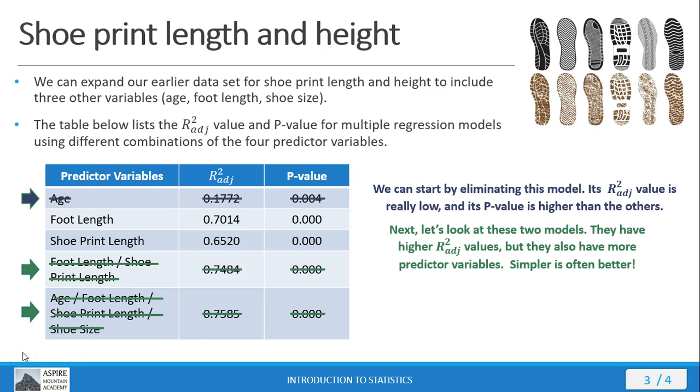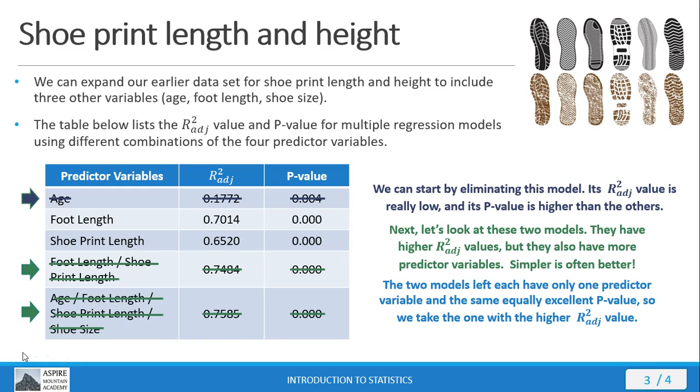Now we've got two models left to consider. How do we choose between the two of them? Well, it's pretty simple. The p-values are the same, but the adjusted R-squared value for the one is higher than the other. So we don't have a difference in the number of variables between those two models. So we're just going to take the one with the higher adjusted R-squared value, and that's going to be the model that we end up selecting.